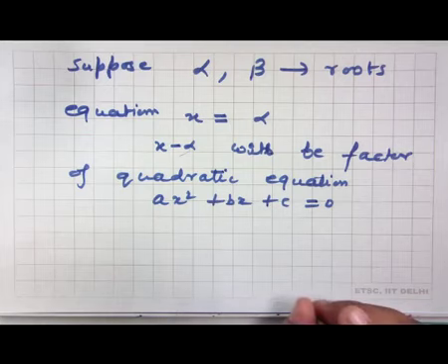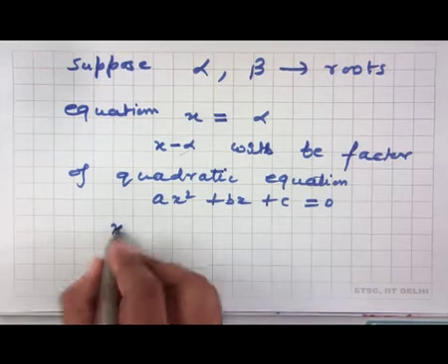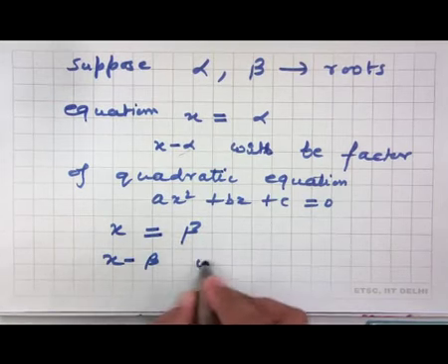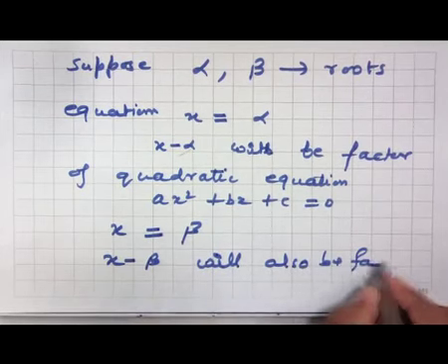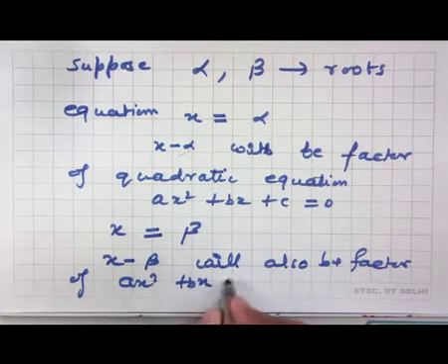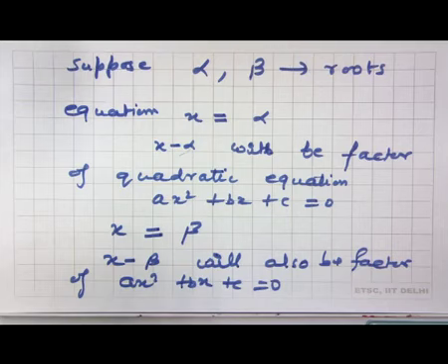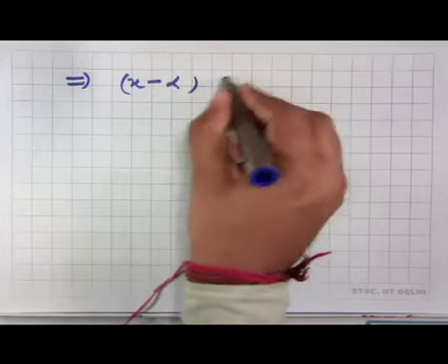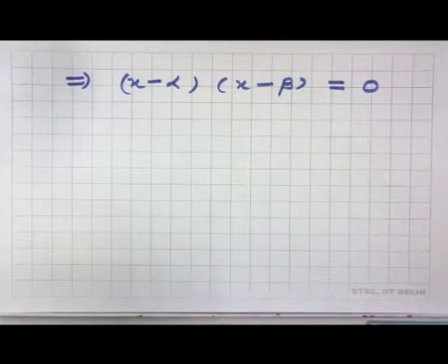ax square plus bx plus c equals 0, because alpha is the root. So, x minus alpha is a factor of this quadratic equation, and beta is also a root of the quadratic equation. So, x equal beta, and x minus beta will also be a factor of ax square plus bx plus c. Now, x minus alpha and x minus beta are the factors of the quadratic equation. So, x minus alpha times x minus beta must be equal to 0.